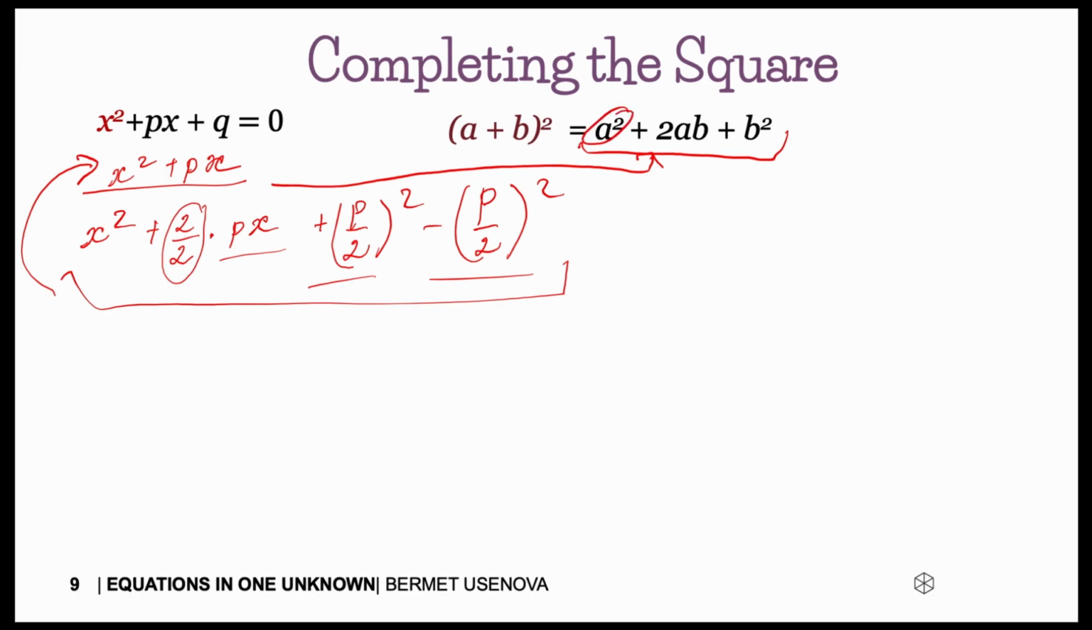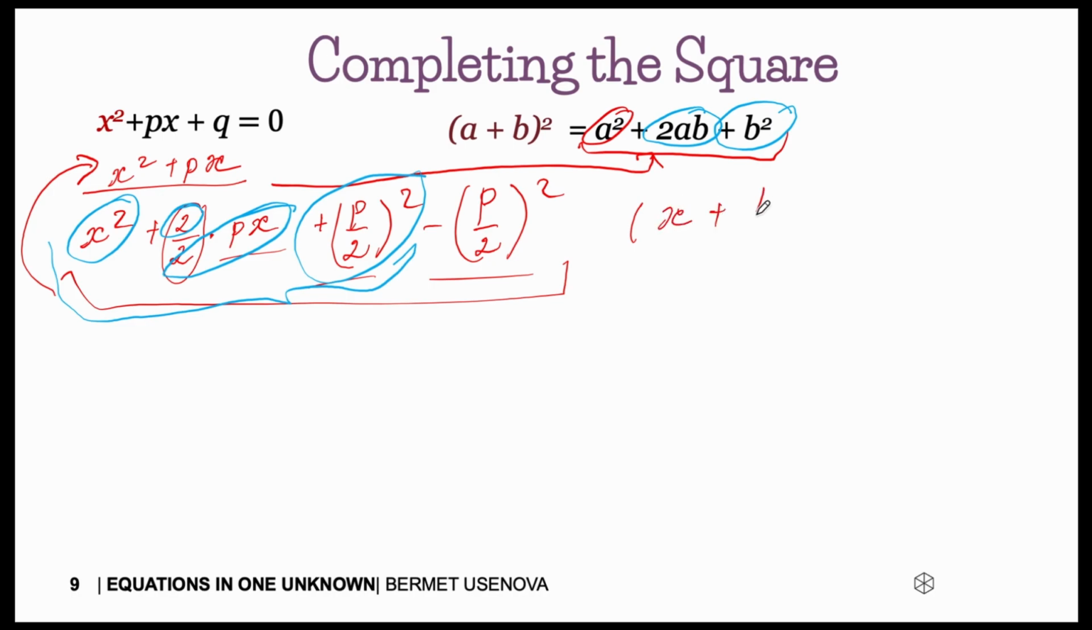Do we have a square? Yes, so let me change the color. Do we have 2ab? Yes, we have 2, and this will be ab, right? And do we have b squared? Yes, we have it right here. So we can rewrite it as the following: x plus p divided by 2, squared, right?